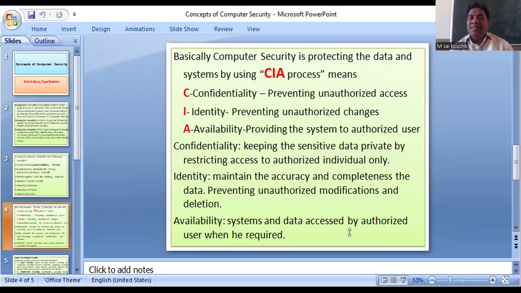Authorized, trusted. Those people maintain good websites and good information, searching for good information on the internet. It is an authorized person. The systems and data are accessed by an authorized user when he requires, and only at that time does he have to be provided the information.